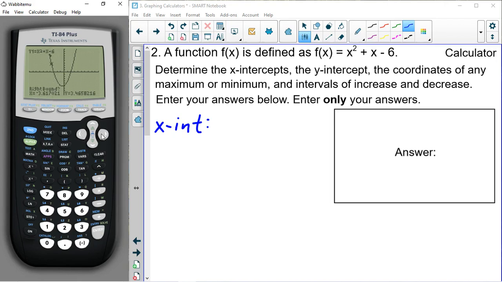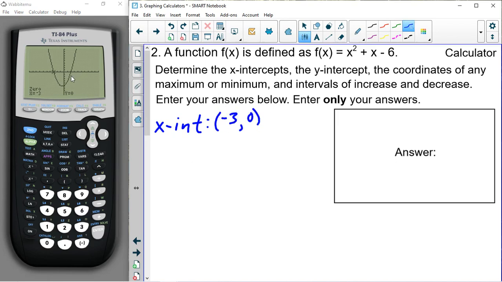Now it wants right bound. So I'm going to go to the right till we pass the x-intercept. Basically, the calculator is saying, okay, give me something to the right of this x-intercept you want me to find. I'm going to hit enter. And you'll notice another arrow pops up. So the calculator is now looking in this range for an x-intercept. And it says guess. I don't care about guessing. I'm just going to hit enter, and it gives us -3, 0. So the first x-intercept is -3, 0.